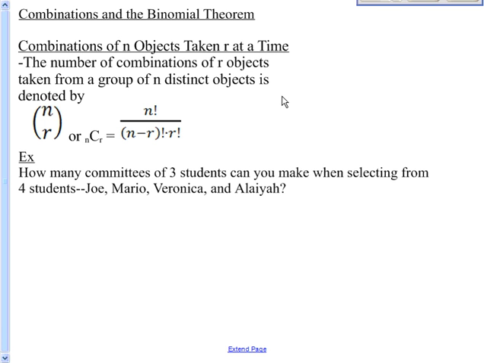We're going to talk today about combinations and the binomial theorem. We're going to use some combinations. We're going to use the binomial theorem. So here's your definition of a combination.